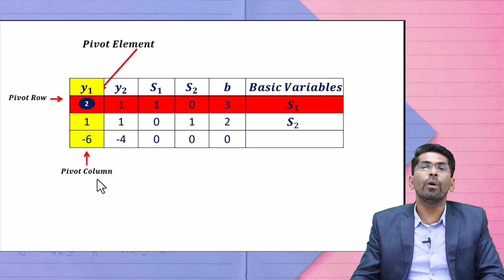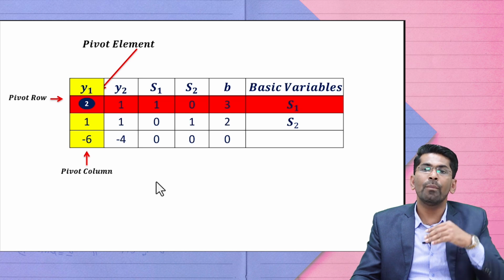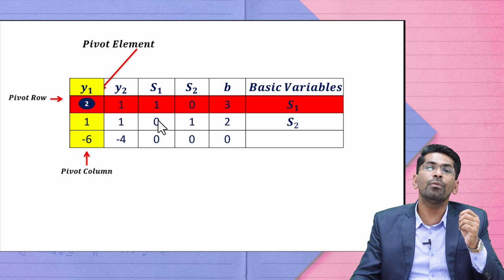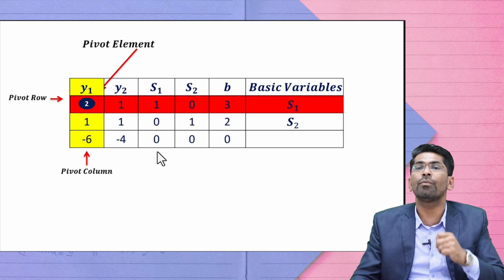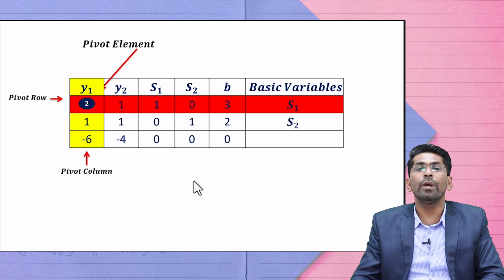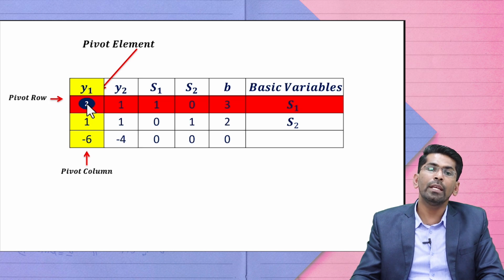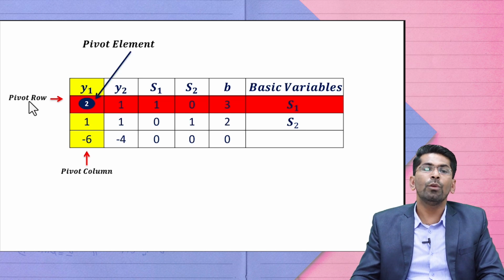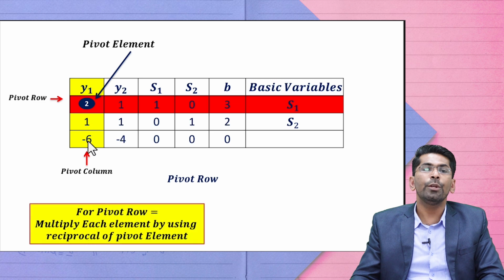So now we are going to pivot the entire table and find new values in place of the old values. First we consider the pivot row and replace the old values with new values. So we are going to calculate the new values for the pivot row. Using the equation, we multiply each element of the pivot row by the reciprocal of the pivot element.